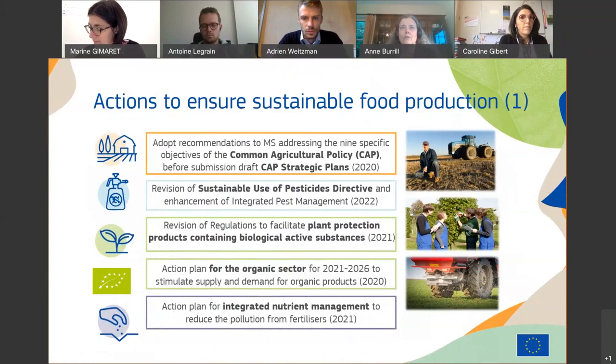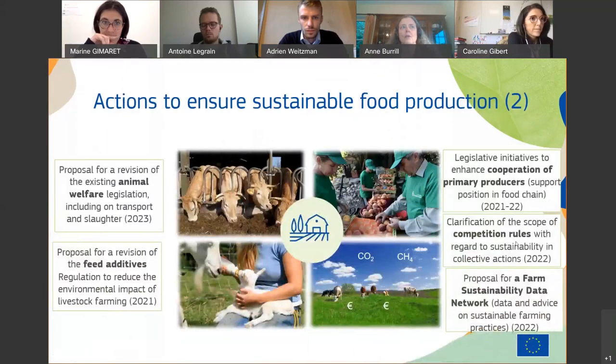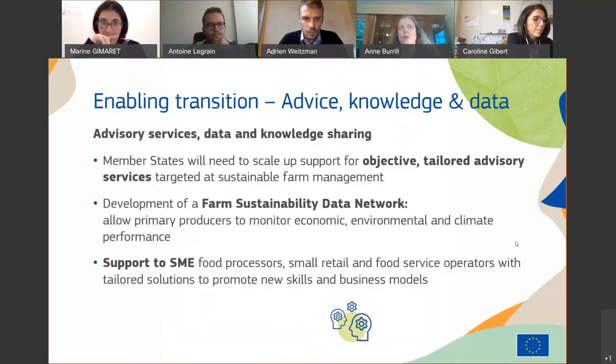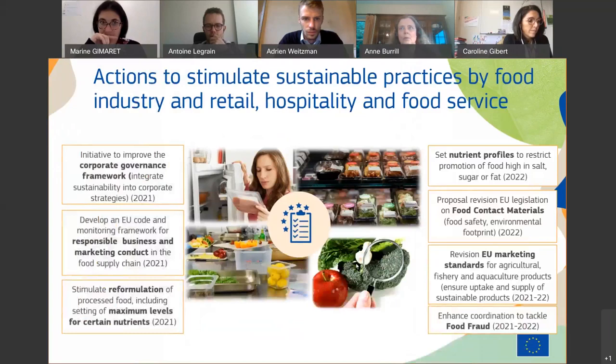And you'll see in the Farm to Fork strategy, we once again have a long set of actions to aim towards implementation of this systemic change. And here you see a few more of them. And they include a number of what we would call support actions. Oops, that wasn't supposed to go on, but okay, sorry about that.